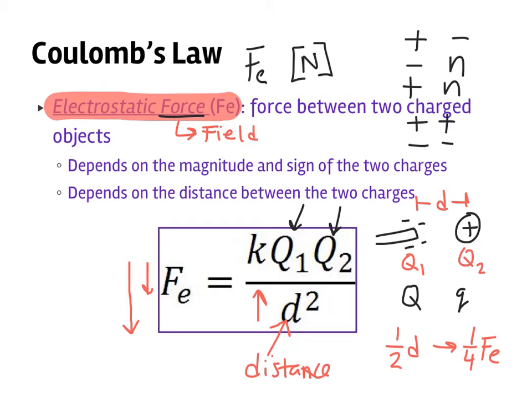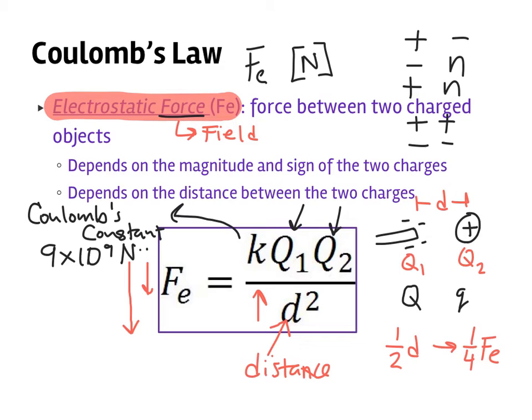Now, what is K? K is known as Coulomb's constant. Coulomb's constant is exactly what it is: a constant. It was determined experimentally. This value is 9 times 10 to the 9th. I'm not going to necessarily worry about units, but if you really want to, it is newtons times meters squared over coulombs squared.